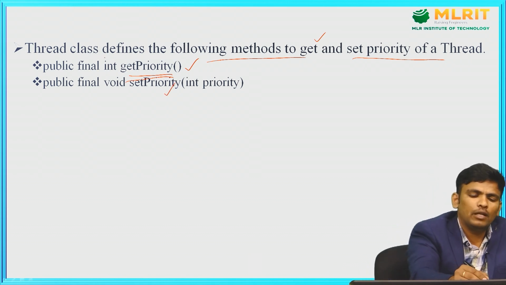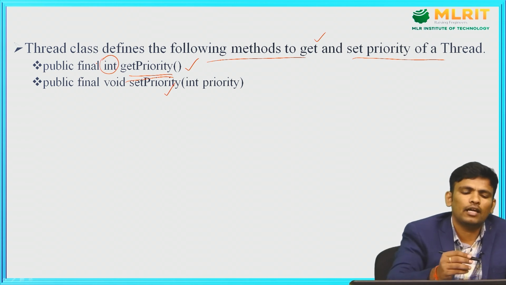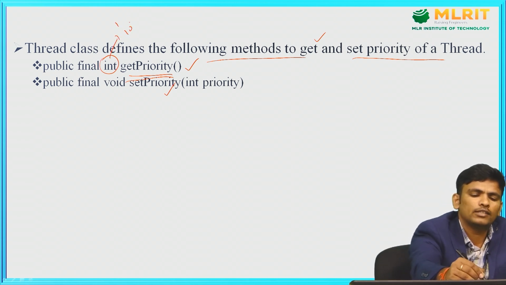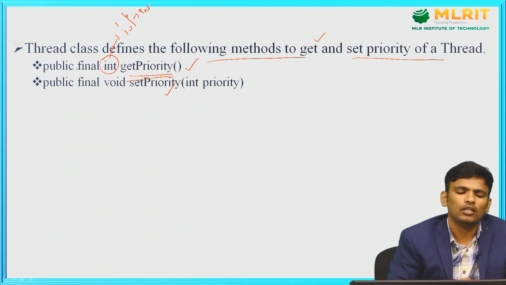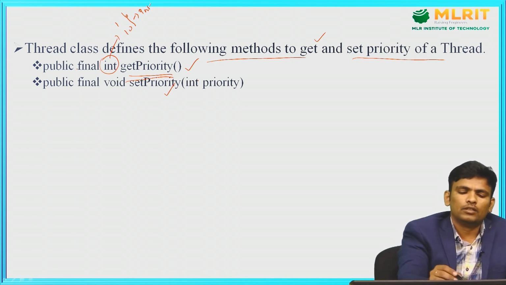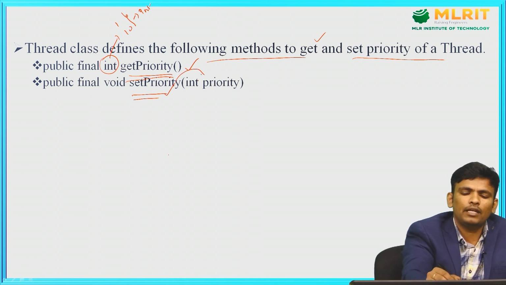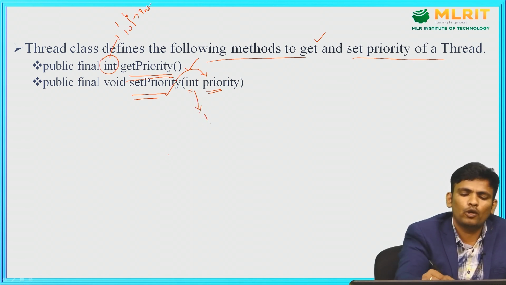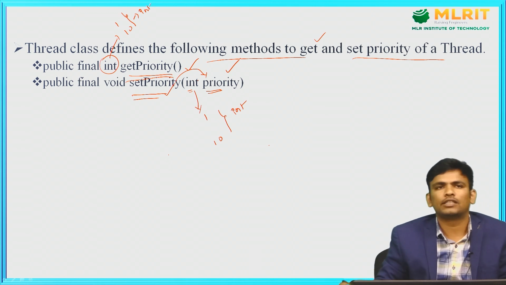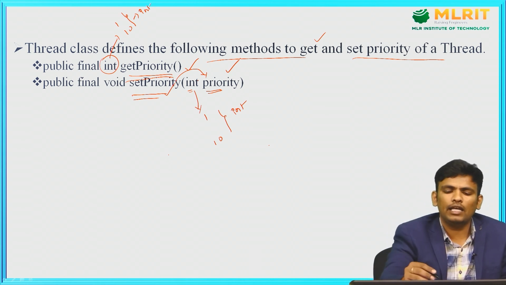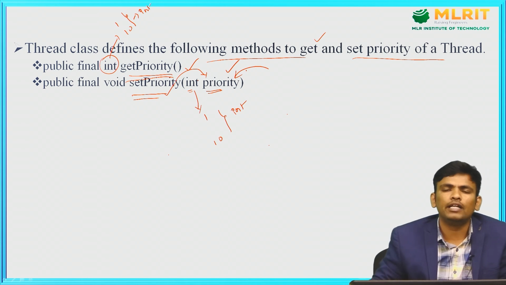The getPriority method returns an integer, because the priorities range from 1 to 10, which are integer values. The setPriority method accepts an integer as the priority. The priorities you pass range from 1 to 10, so compulsorily we need to pass an integer only. If you pass anything other than an integer, it leads to a compile time error.